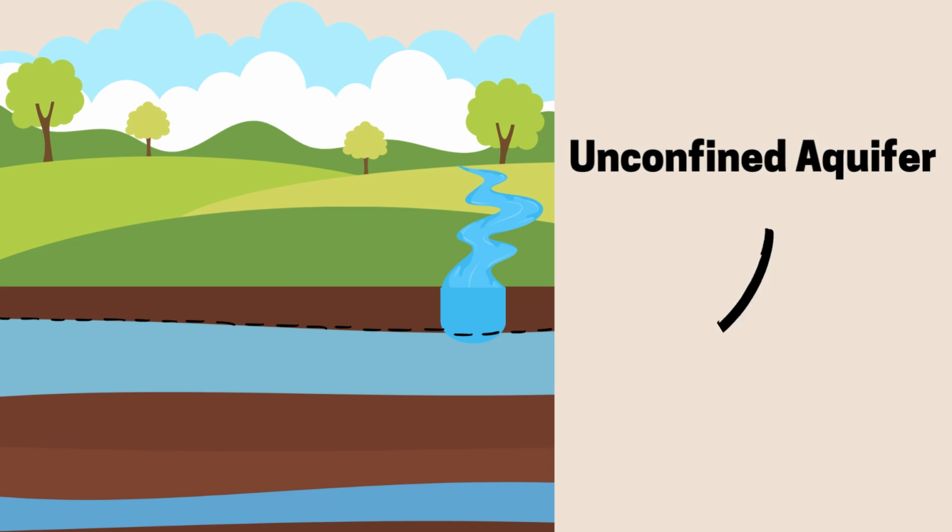An unconfined aquifer occurs between the surface above it to an impermeable layer beneath it. Unconfined aquifers can recharge or regain water relatively quickly since they do not have an impermeable confining layer above them.